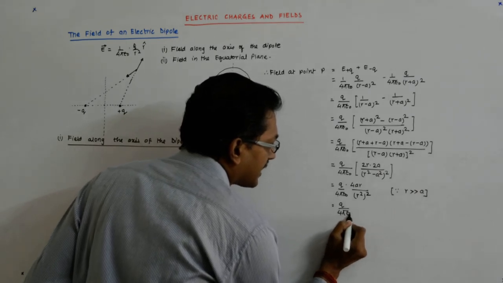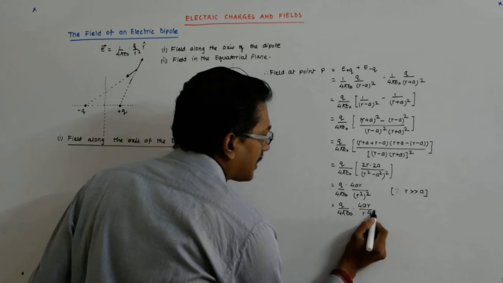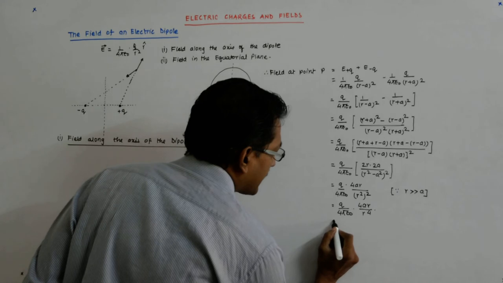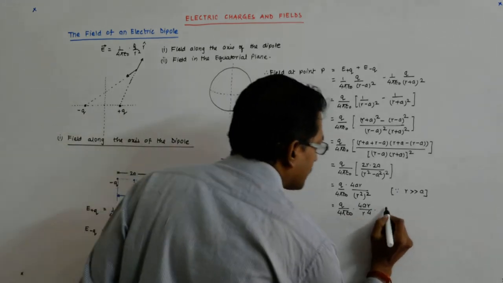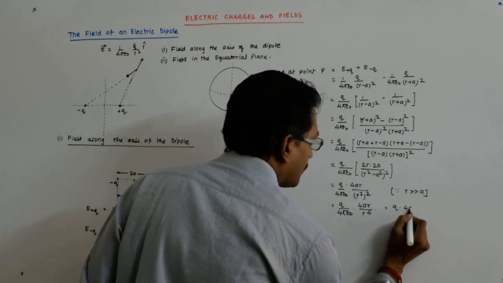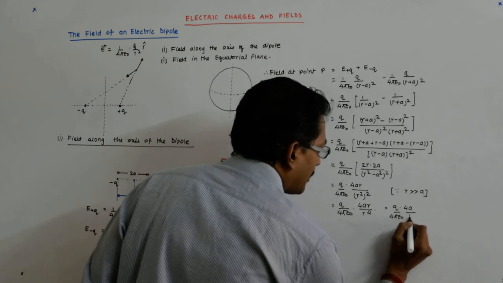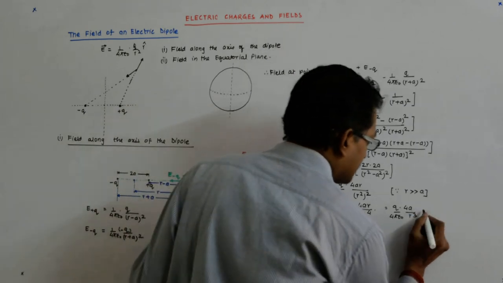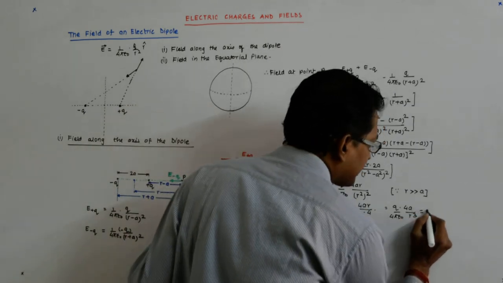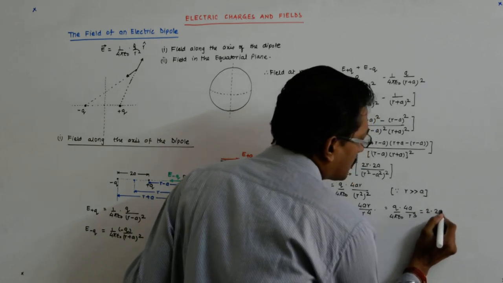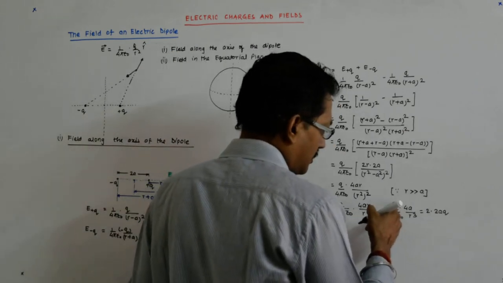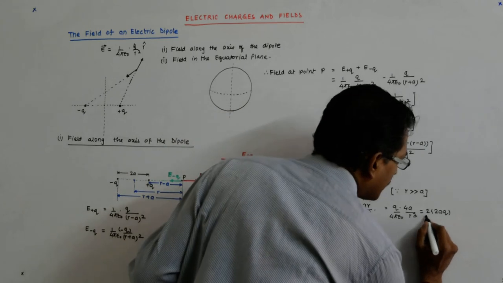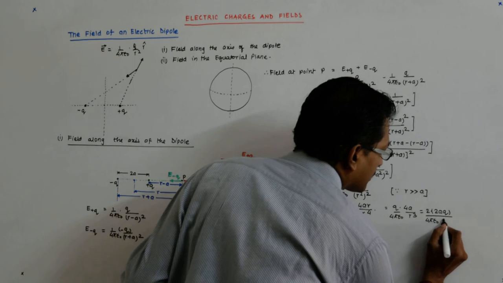So that makes it R to the power 4, and hence this cuts this and it becomes Q into 4A upon R cube. Now I can decide to write it as 2 into 2A, Q. It is Q 4A, so I am writing it as 2 into 2A Q, upon 4 pi epsilon naught R cube.